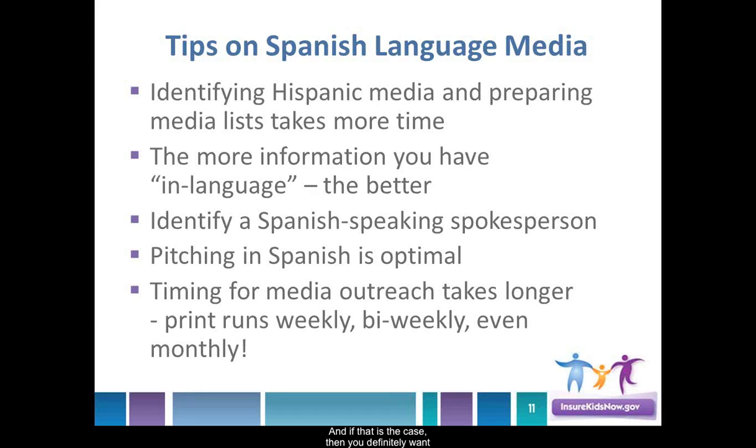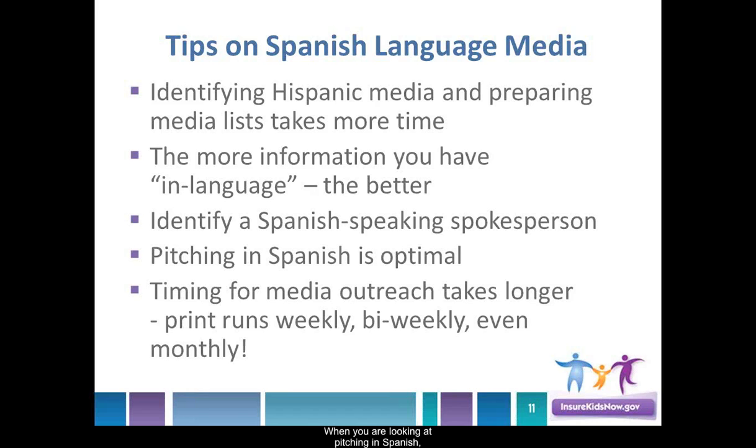Lastly, in this particular area, you may have a Spanish-speaking spokesperson who may not be completely fluent. And if that's the case, then you definitely want to prepare Spanish talking points and key points for them to have so that they can practice and really make sure that they're enunciating and pronouncing all of those words effectively. You'll find that some stations are really strict about that. They want to make sure that they are understandable.